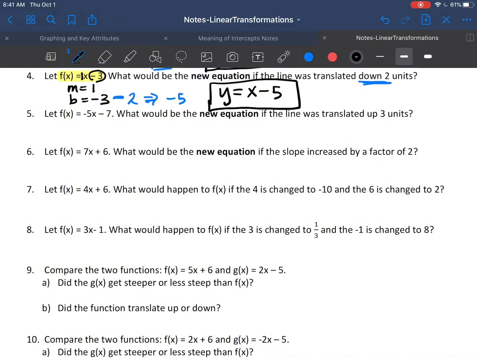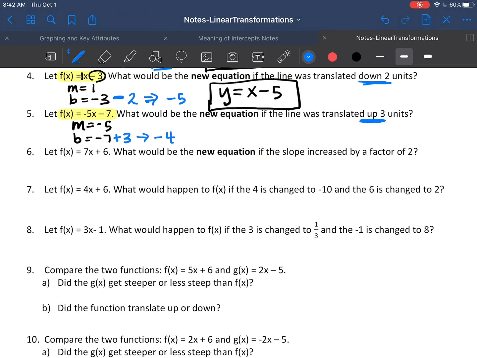All right, let's look at 5 through 8. Okay, on number 5, the original slope is -5. The original y-intercept is -7. Again, don't lose your negatives. What would the new equation be if the line was translated up 3? Again, that is your b value. That is your y-intercept. We have to add 3. And so that gets us to -4.